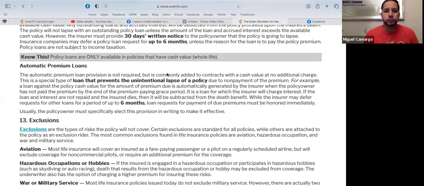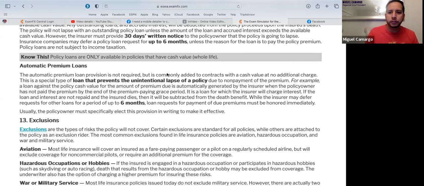Automatic premium loans. We're going to take just a second to talk about this, okay? You have a whole life policy. You have some money sitting in the cash value. And let's just say you accidentally forgot to make a payment. They will take your premium out of your cash value to pay your premium. So that'll keep your policy in place.